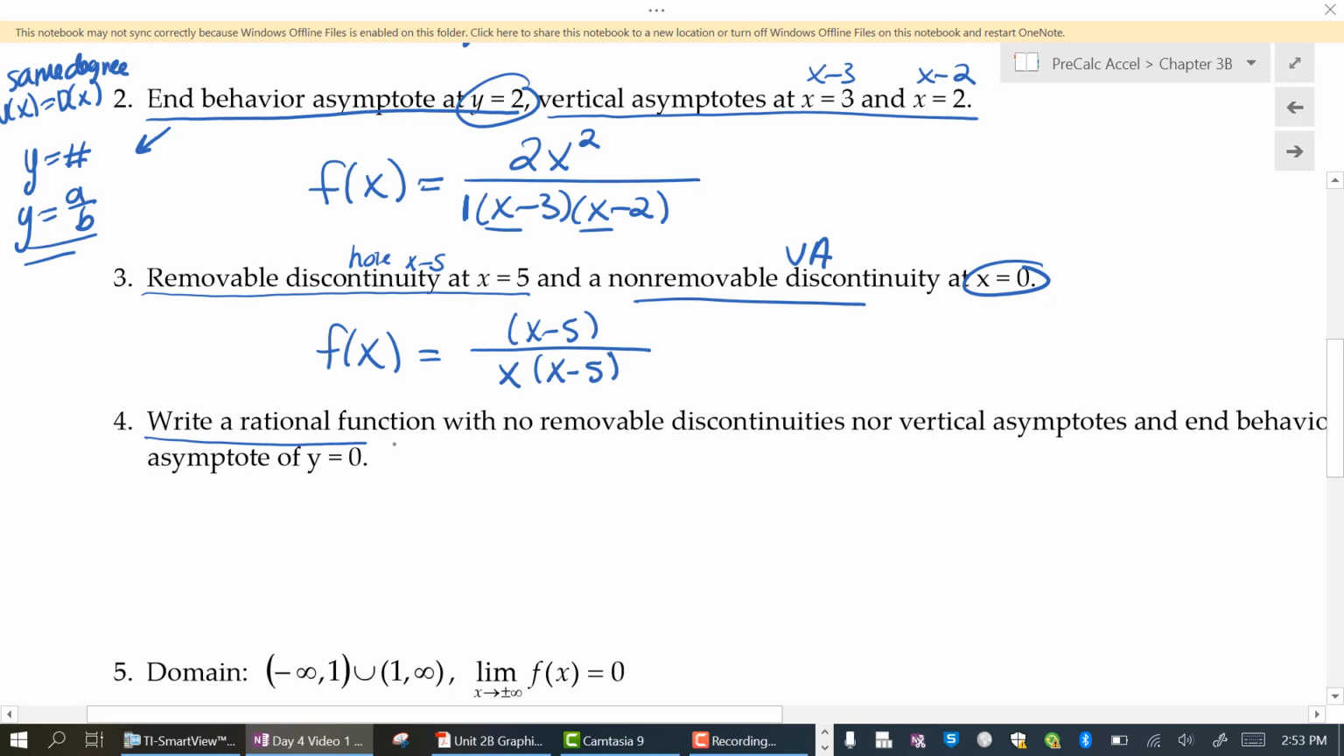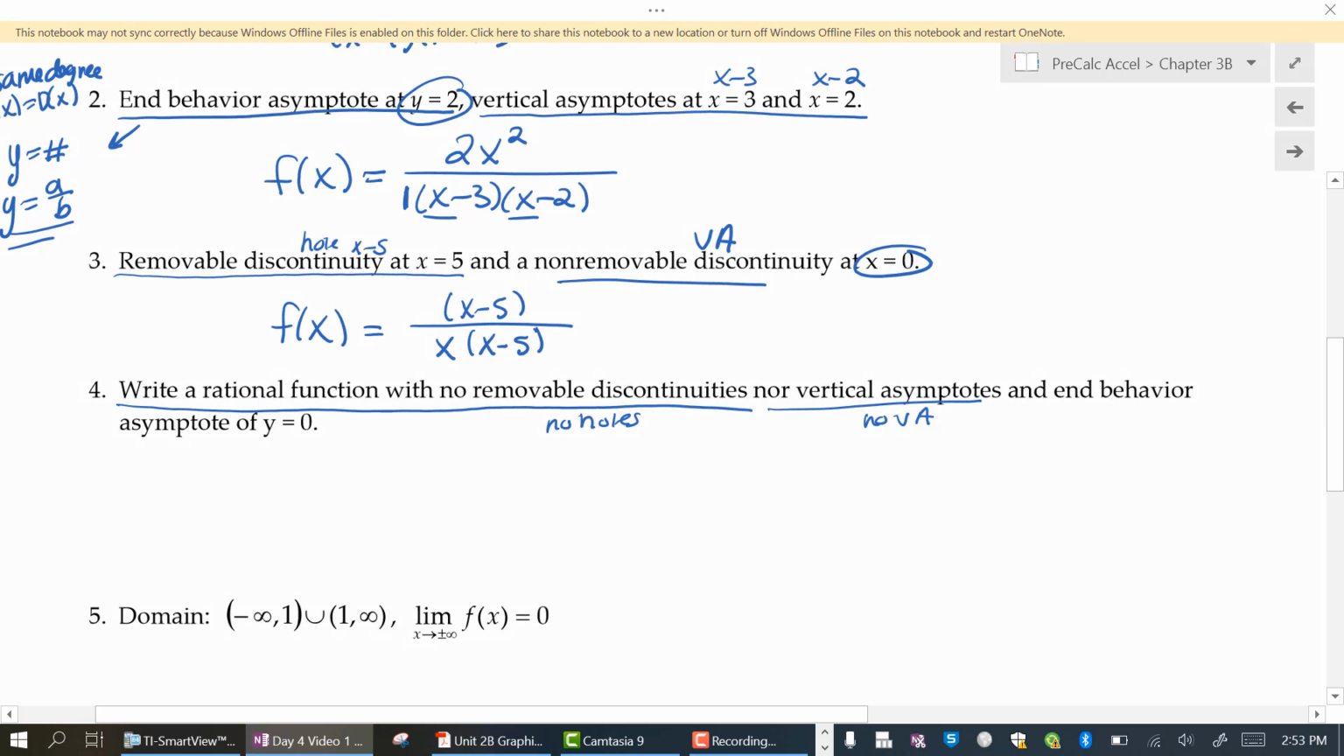I want to write a rational function with no removable, so no holes, no vertical asymptotes, and an end behavior asymptote at y equals 0. So if my end behavior asymptote is at y equals 0, that is a very specific one. That means that the degree of my numerator is less than the degree of my denominator. So if I have no holes or no vertical asymptotes, that means there's no value that makes my function undefined or no value that makes my denominator 0.